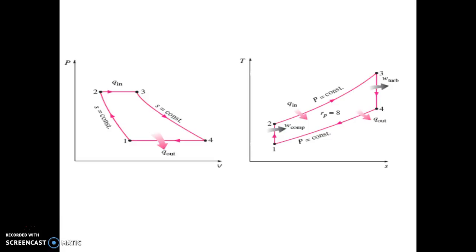The same process is also shown in the TS diagram. You can see a straight vertical line from point 1 to 2 as well as from 3 to 4, which shows the constant entropy line.